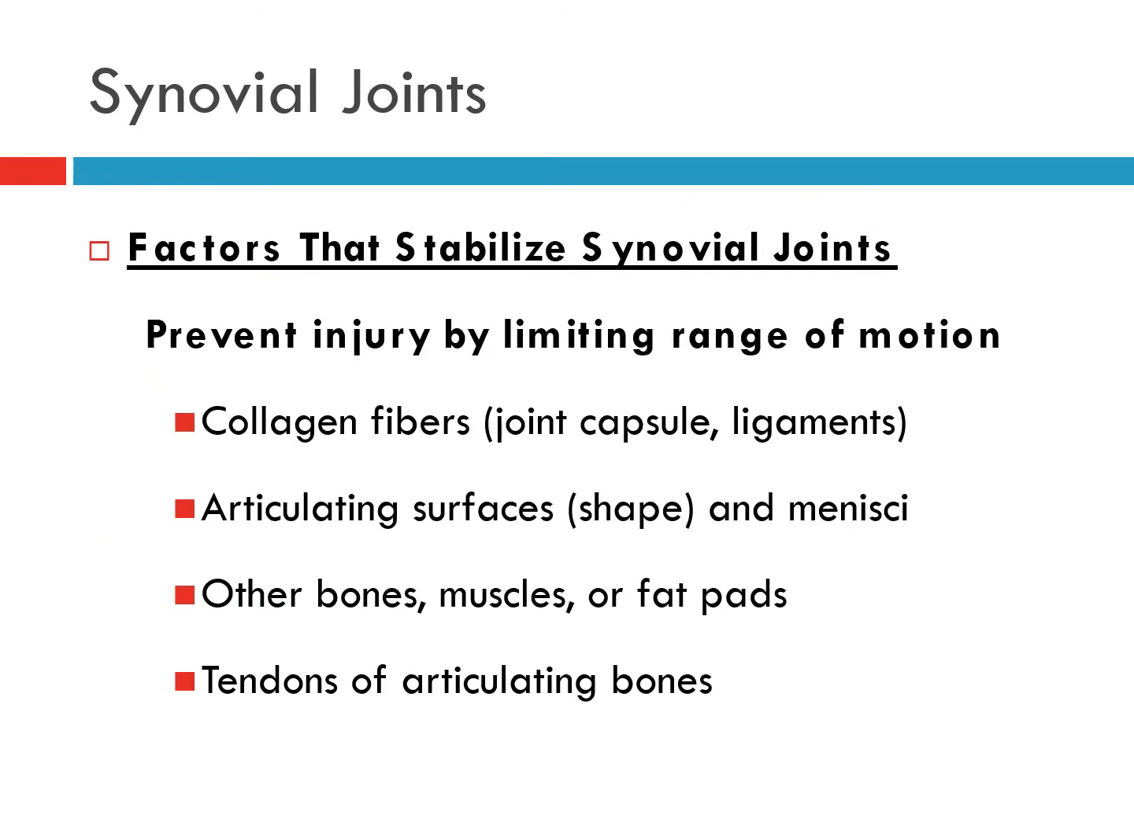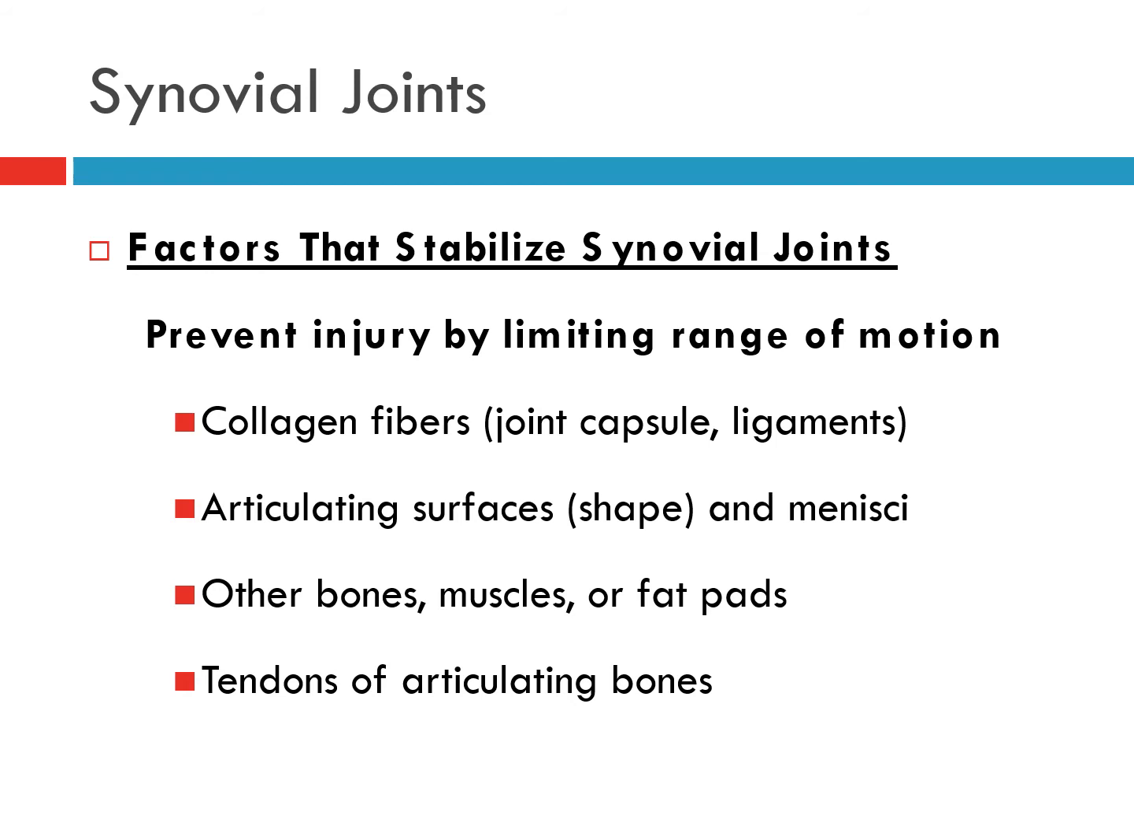So we need our joints to be pretty stable. If you have two bones that just came together and there were no accessory structures, nothing would hold them together and your bones would just fall apart. So we need lots of different things to keep them stable. Some of the factors that stabilize our synovial joints are collagen fibers. Remember, collagen fibers are stronger than steel when strained in one direction. So if you pull them from end to end, they're stronger than steel.